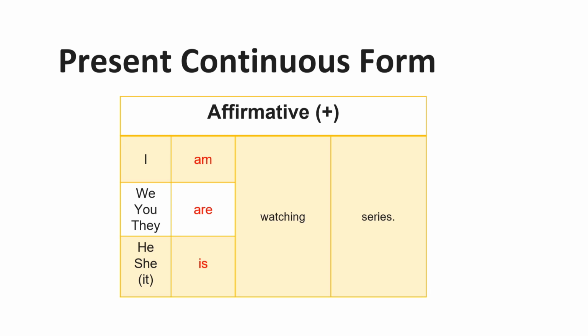So be careful. Present continuous form has two parts of a verb. So the verb actually has two parts in this form. To be verb plus verb plus ing. Negative form, I am not watching series, or you are not watching series, or she is not, or she isn't watching series. We can also make contracted forms.